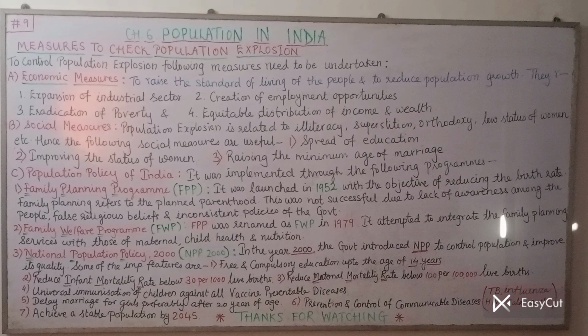First one, economic measures. To raise the standard of living of the people and to reduce population growth, following economic measures are taken. First one, expansion of industrial sector. Second one, creation of employment opportunities. Third one, eradication of poverty. And fourth one, equitable distribution of income and wealth. Now see, if you look closely at all these measures, I'll give you the gist of these measures, the common point.